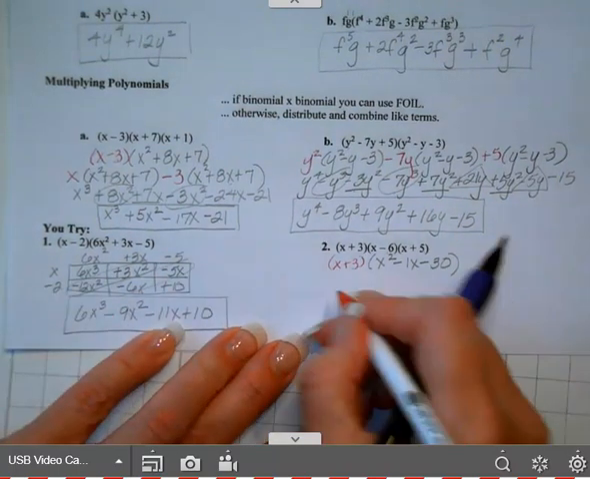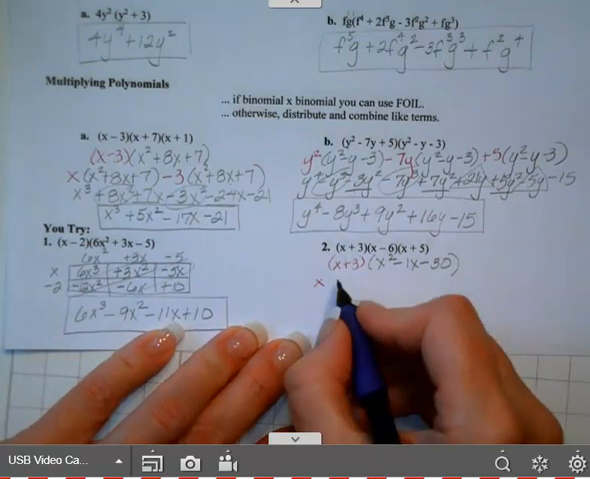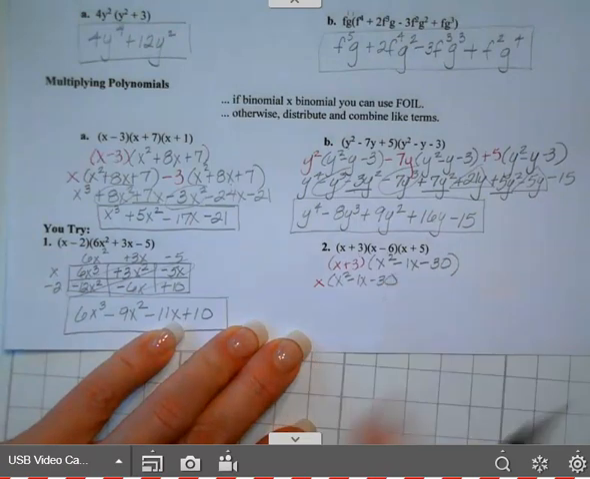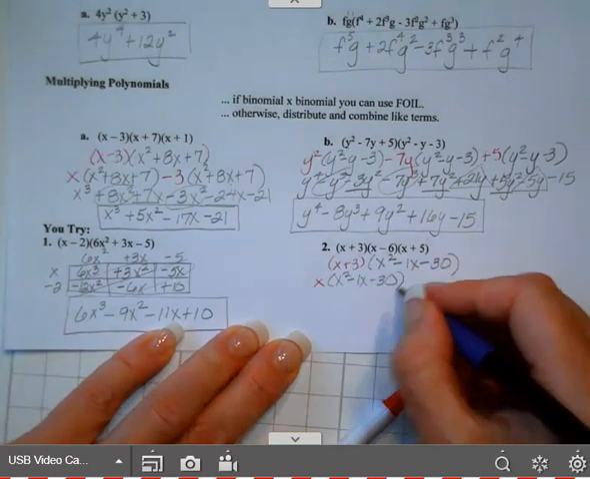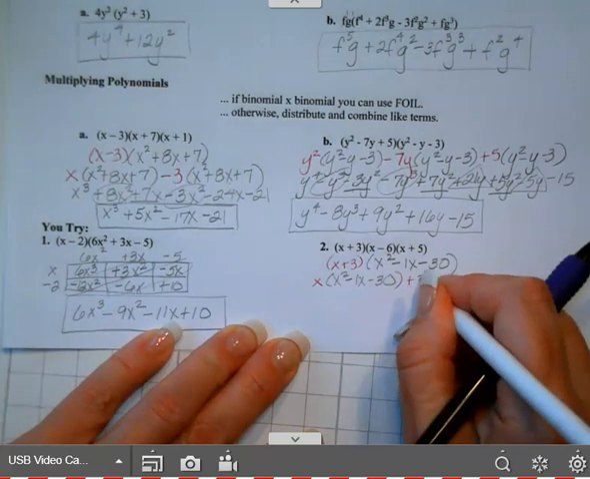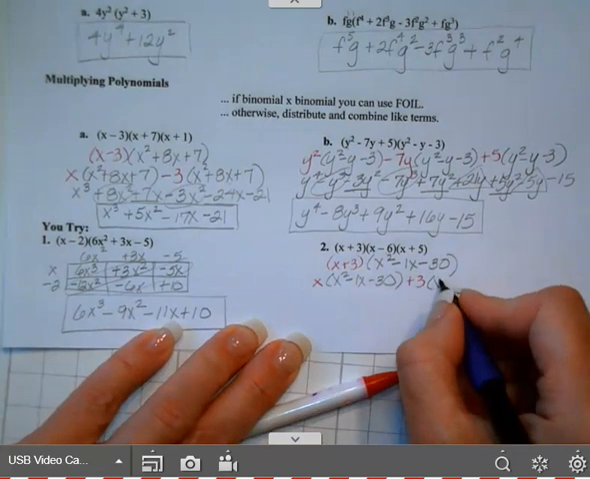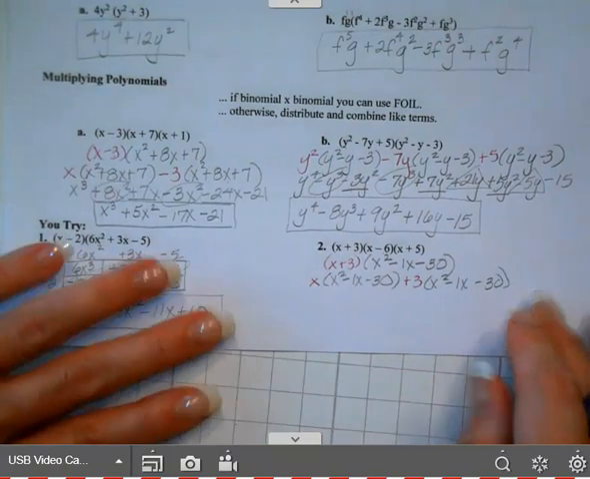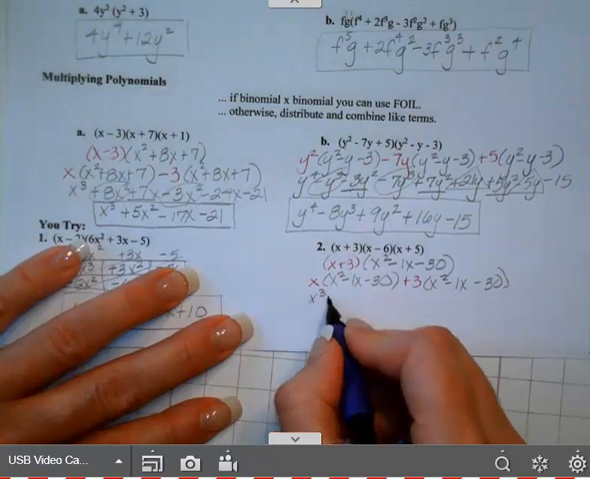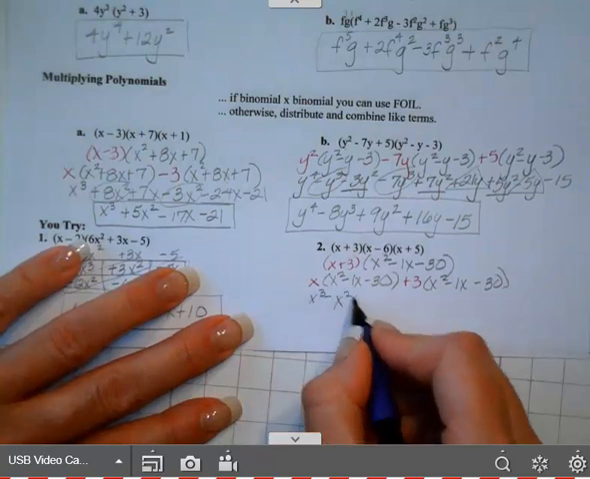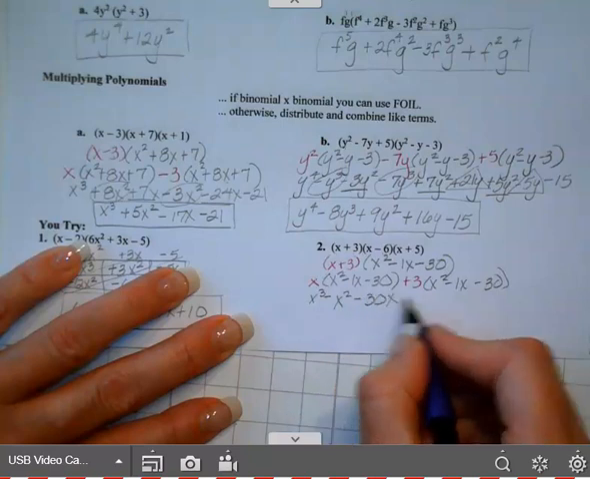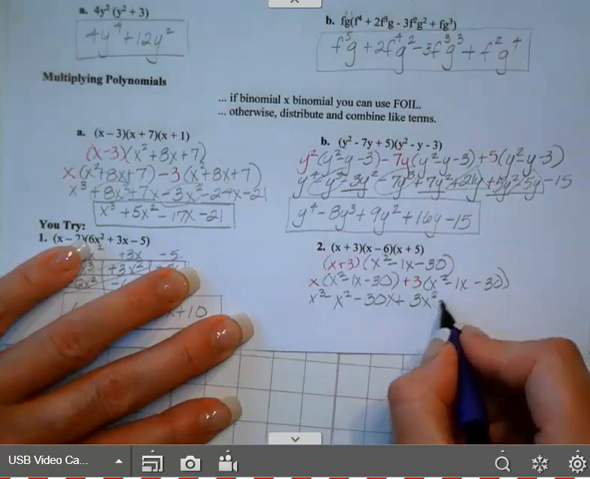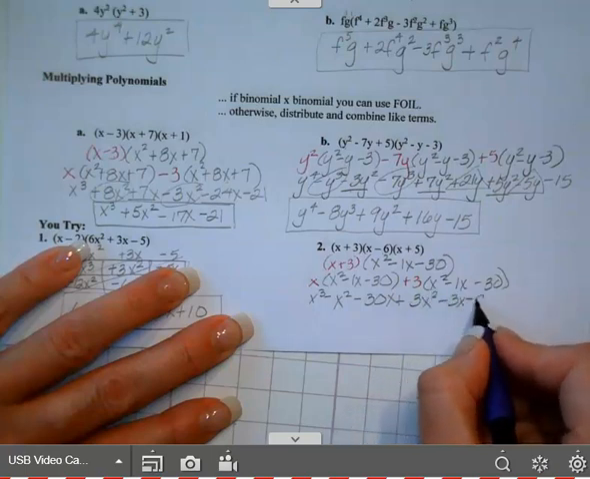So I'm going to take x and multiply it with everything in the second set of parentheses. And then I'm going to take 3 and multiply it with everything in the second set of parentheses. Multiplying this out, I get x to the 3rd minus x squared minus 30x. And then for the second set of parentheses, that'll be 3x squared minus 3x minus 90.